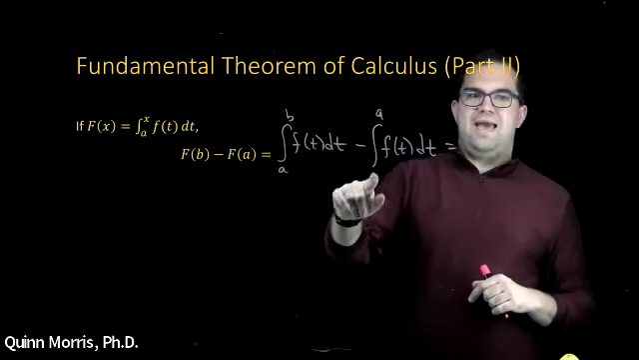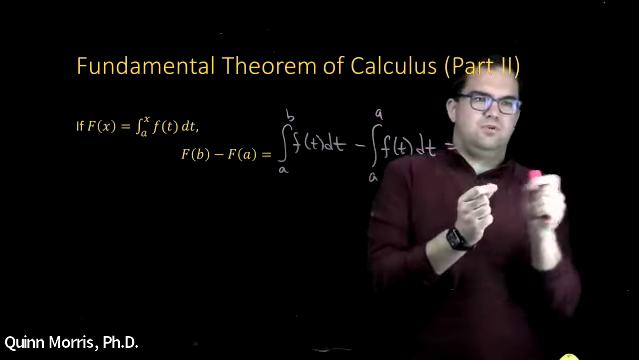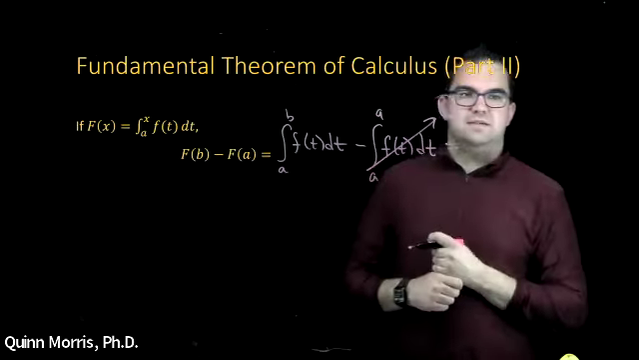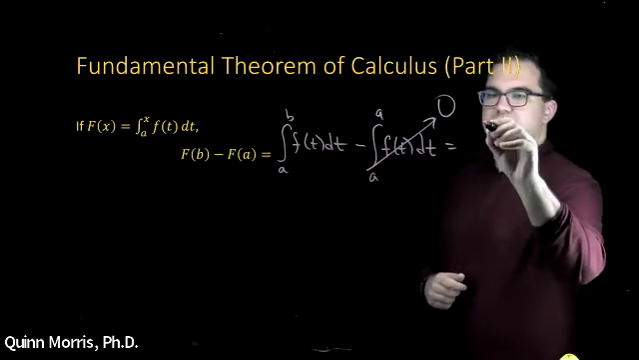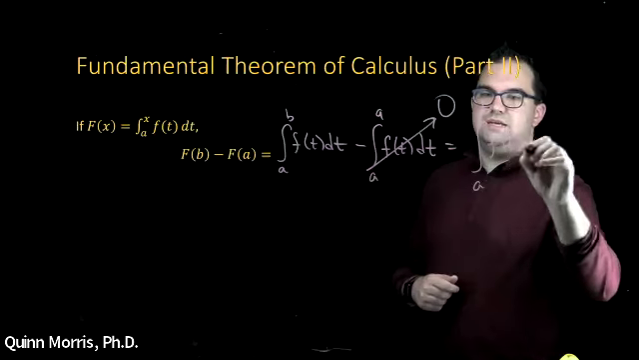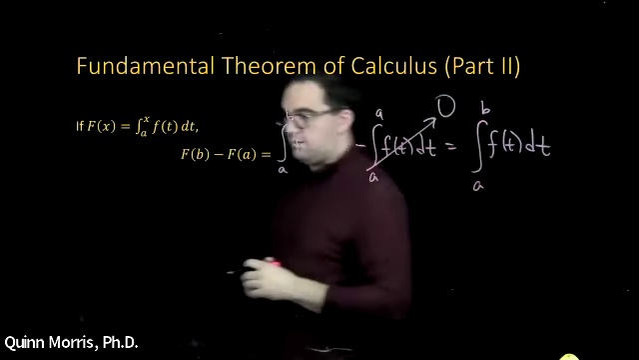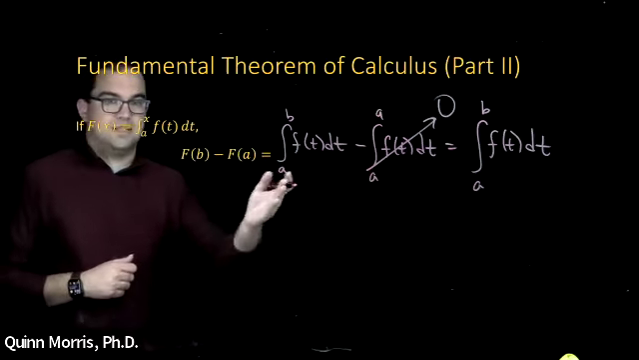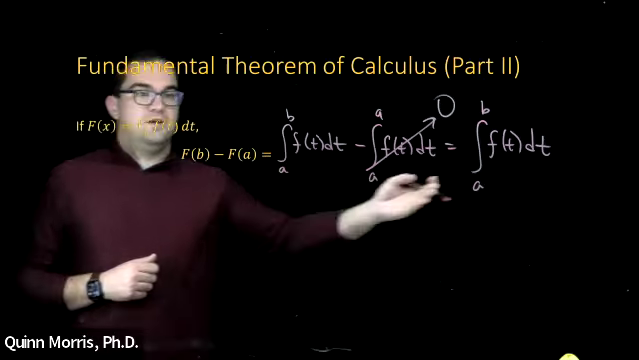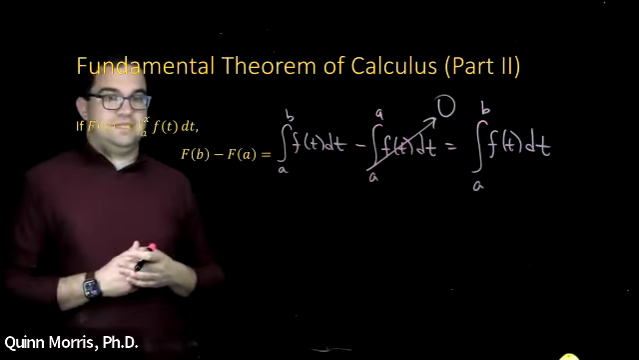This is an integral from a to a. That's like asking how much area is under the curve, but your base is 0, right? So this integral, in fact, is 0. And so this is just equal to the integral from a to b of little f of t dt, which is precisely what the second part of the fundamental theorem of calculus claims. It claims that capital F of b minus capital F of a should be equal to the value of the definite integral from a to b of f of t dt.